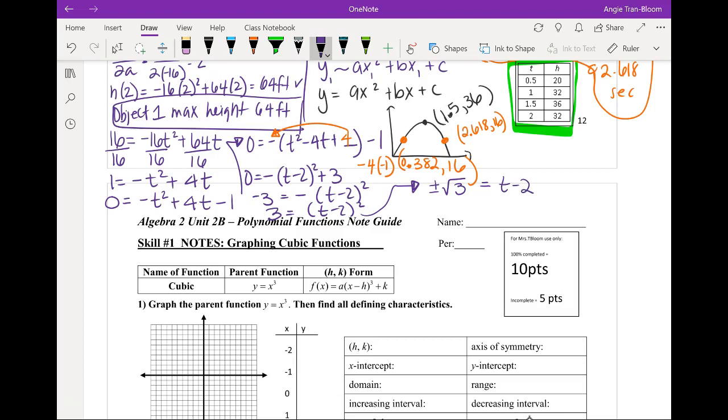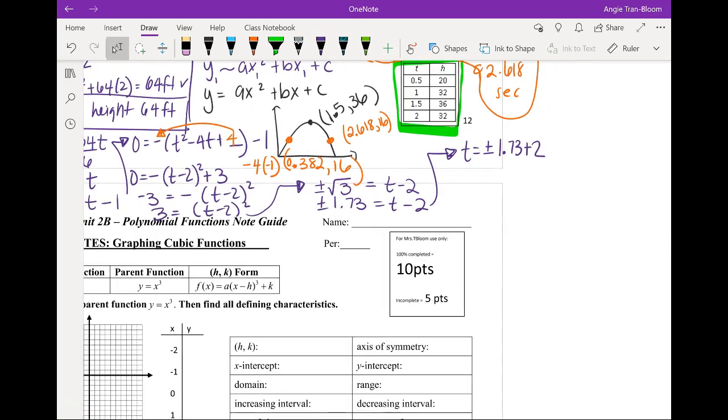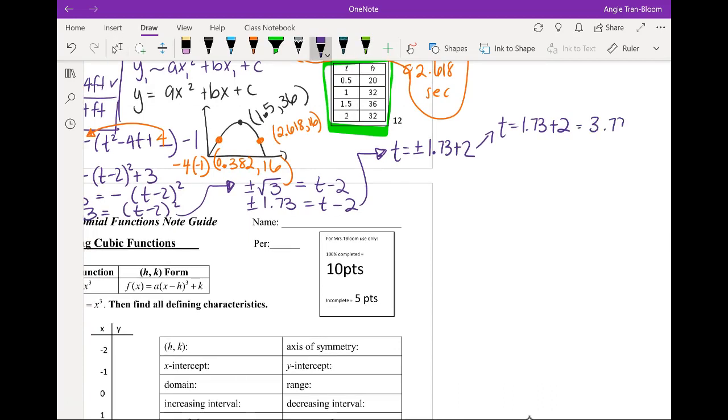What's rad 3? Use your calculator for me. Punch it in. 1 point something. 1 point what, Chris? 1.73 equals t minus 2. Okay. Last step. T is add 2 to both sides. So plus or minus 1.73 plus 2. Question number 1. Am I going to get 2 answers or 1? 2, because they're both going to give me positive time. So one of it right away is 1.73 plus 2. T equals 1.73 plus 2. That will give me 3.73 seconds.